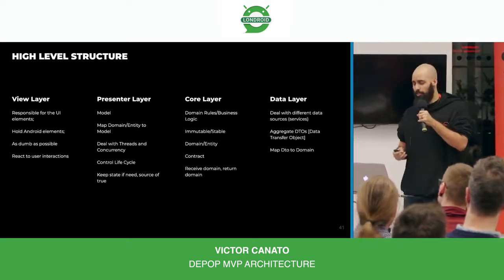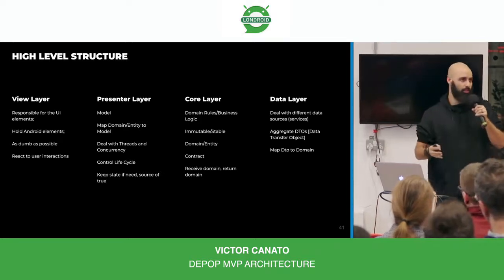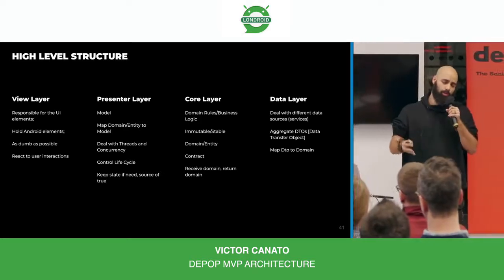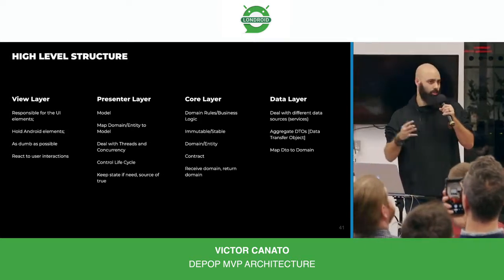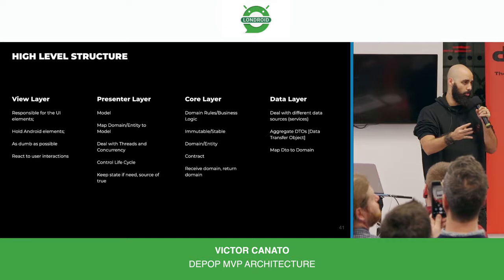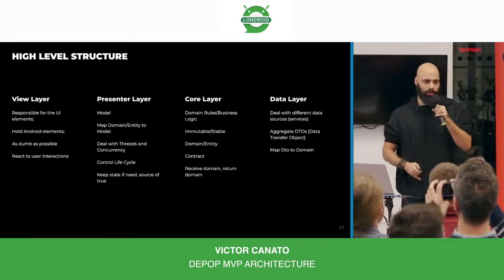And in the end, we have the data layer that deals with different data sources, APIs, local databases, shared preferences, everything that you want. It gets these DTOs, the data that we receive from different repositories or data sources, puts all together and sends it to the core layer.